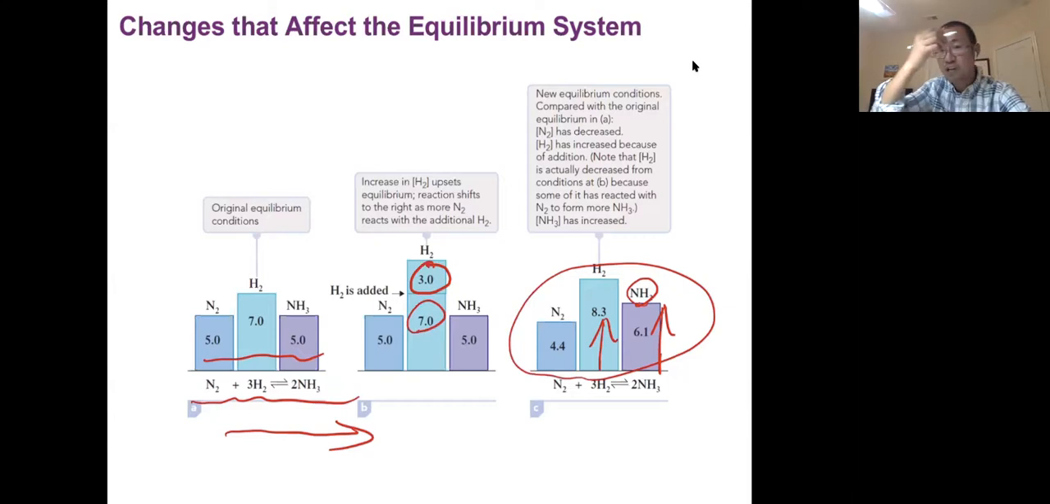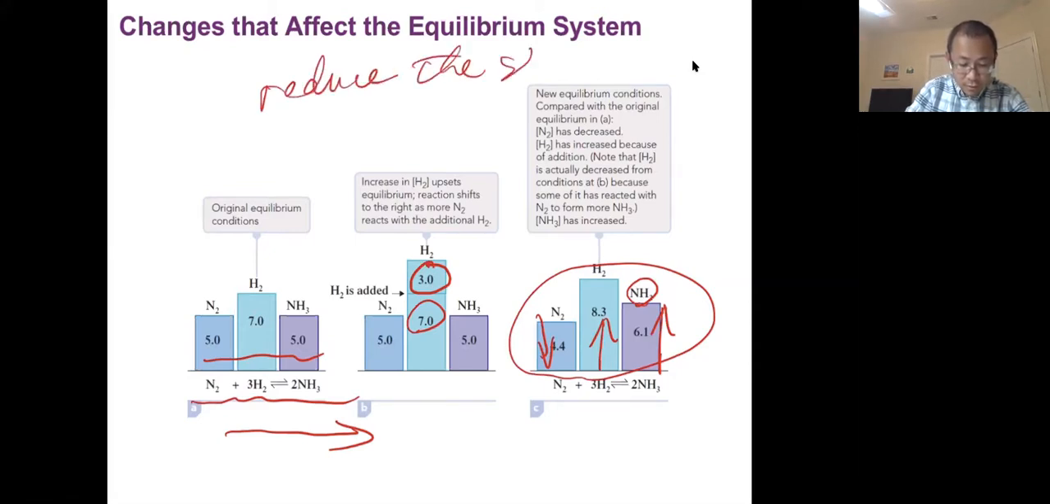Now, when the equilibrium shifts to the right, nitrogen is actually what? Decreasing. Why? Because equilibrium shifts to the right. Some nitrogen is used. You didn't add nitrogen, you added hydrogen. Does it make sense, guys? Take a look at the numbers. It will help you to understand, reduce the stress. Does it make sense?